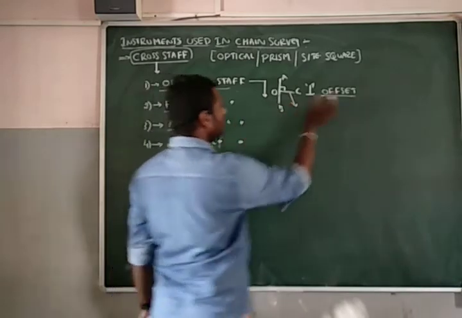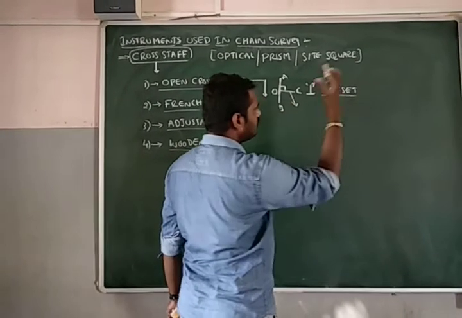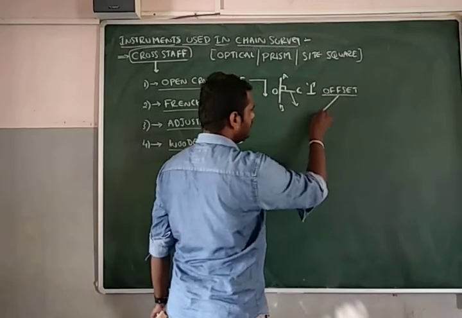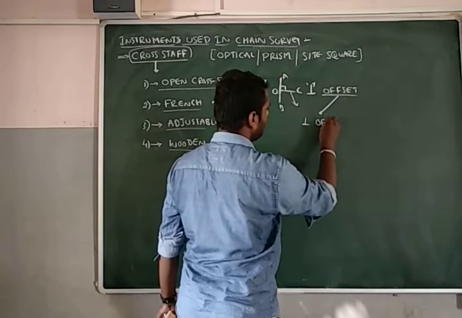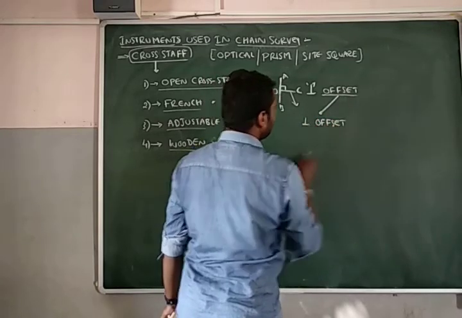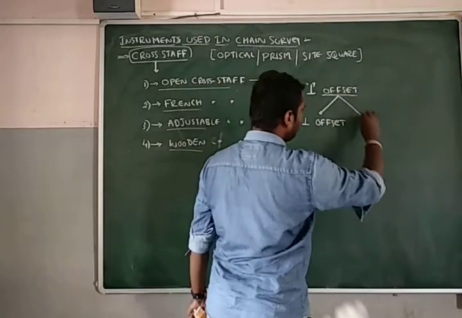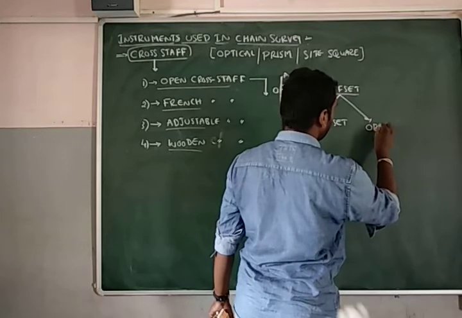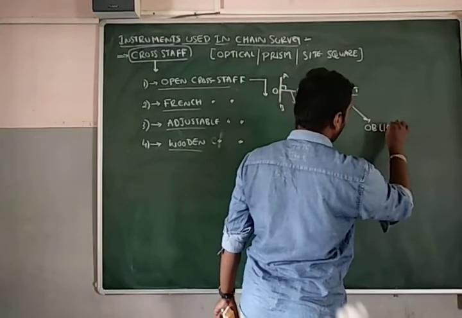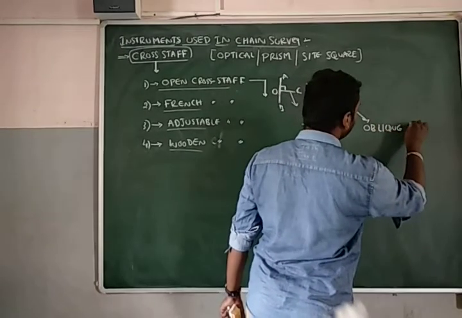Now there are two different types of offsets. The first one is the perpendicular offset, as we discussed just now, and the second one is the oblique offset.